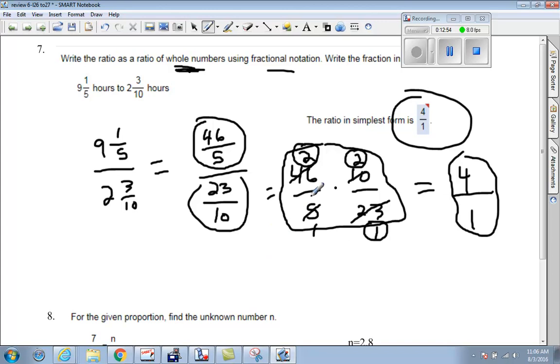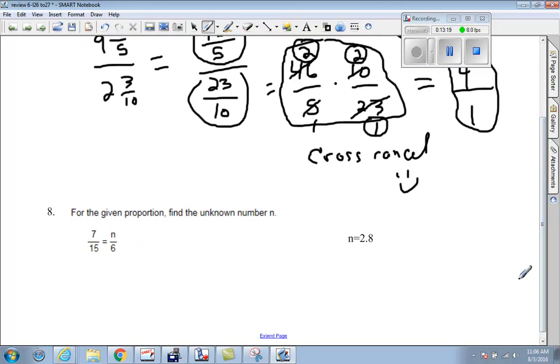So if cross cancellation still messes with you, the only way around it is to travel straight across and reduce at the end. Like 46 times 10 would have been 460, and 5 times 23 would have been another large number, and you would have to reduce at the end. I prefer to cross cancel, if you like, to help you clean that up.